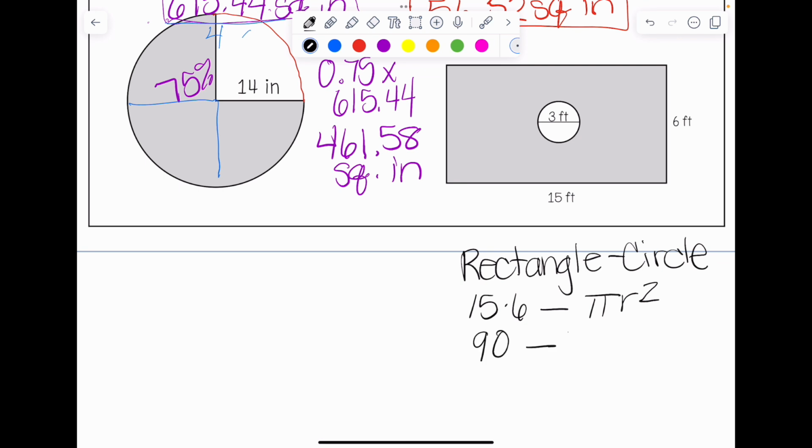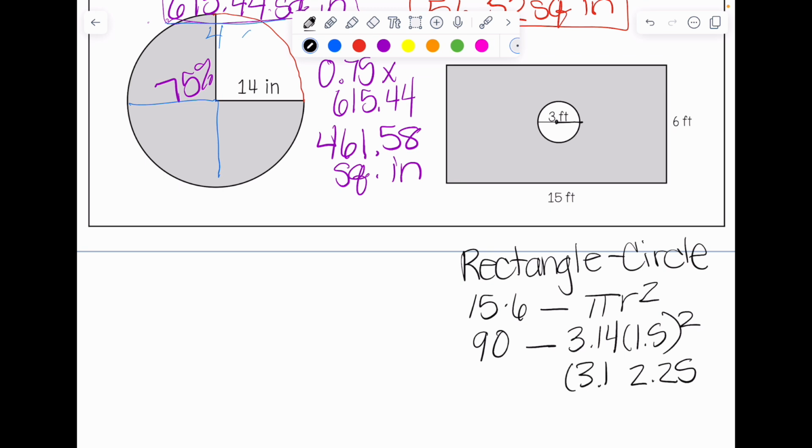And I'm going to be subtracting 3.14 times the radius of this circle. Again, the radius is half of the diameter. So the 3 feet is representing the diameter. So the radius is going to be 1.5. And then I'm going to need to square that as well. So I'm going to do 1.5 squared, which gives me 2.25. Multiply that times 3.14. So the area of the circle is 7.065.